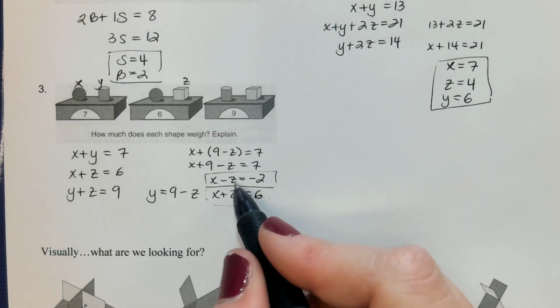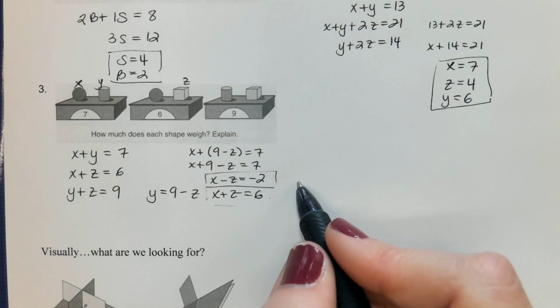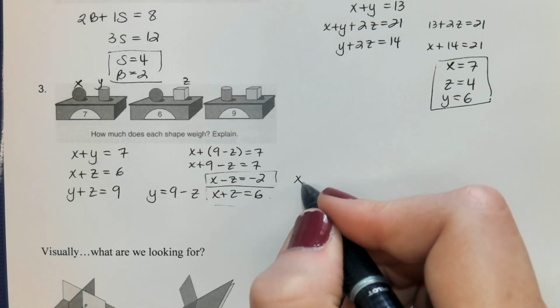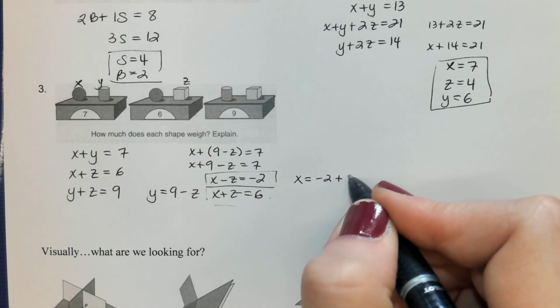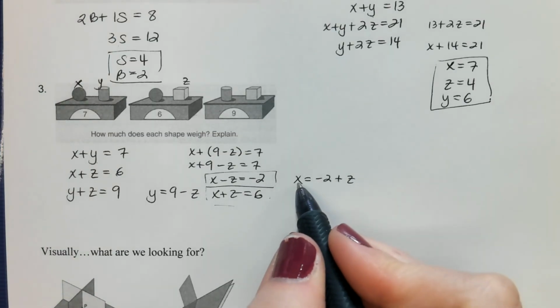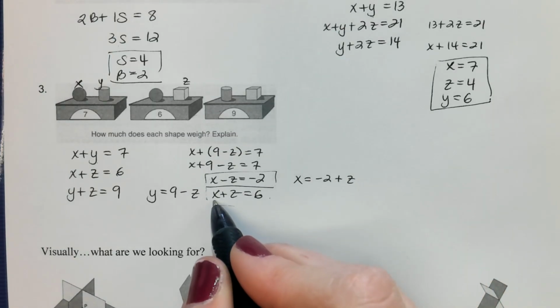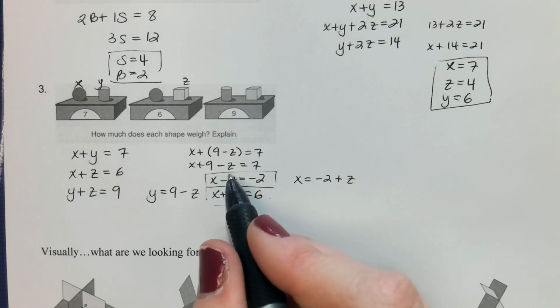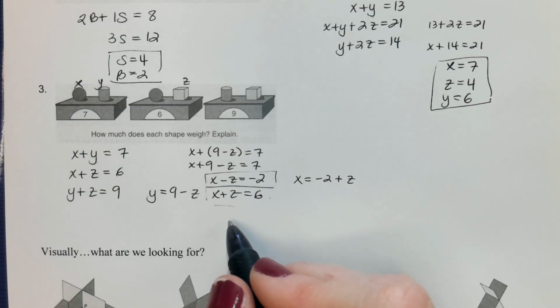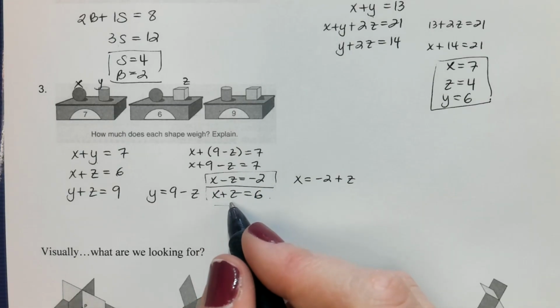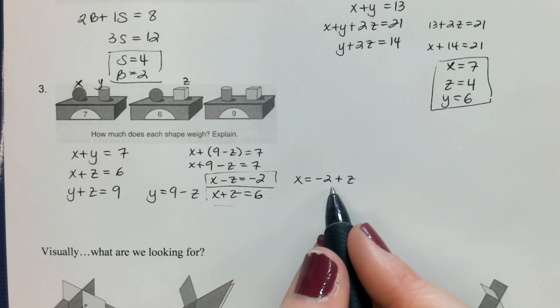So I'm just going to take this one and solve for X. So X is going to be negative 2, and then I'm going to plus that Z over to the other side. And then I'm just going to take that and plug it in here. So it's just a lot of solve for a variable, plug that into another equation, and kind of keep going till you run out of, or till you eventually solve for something.